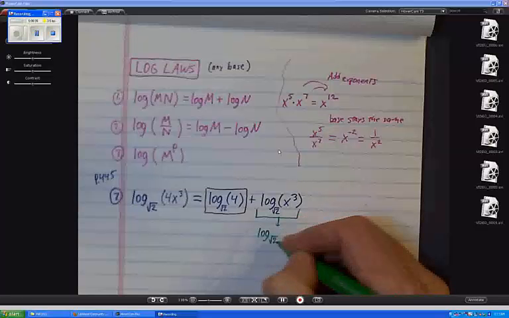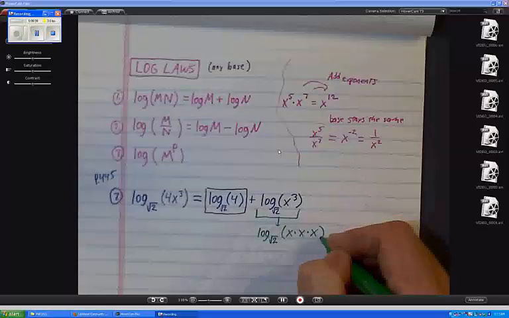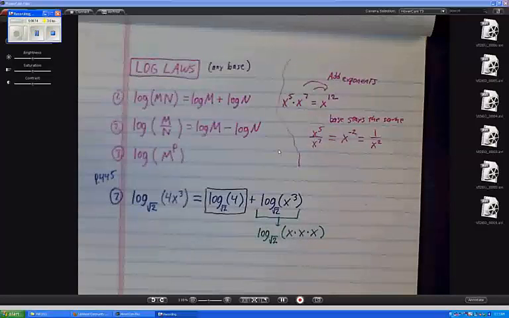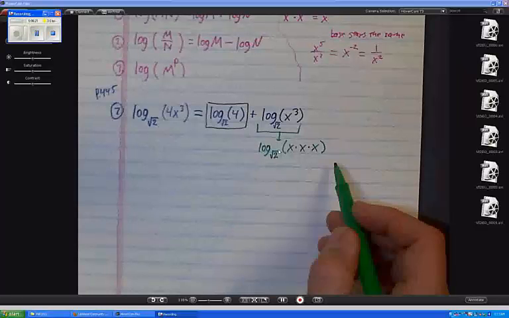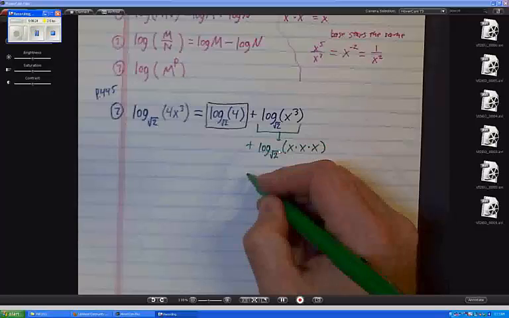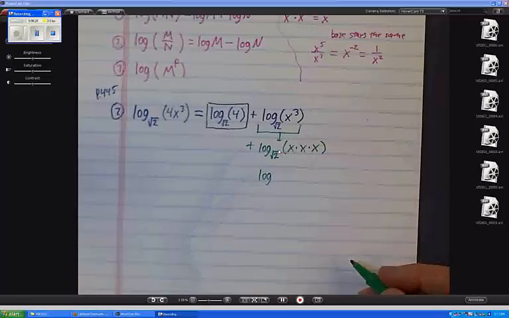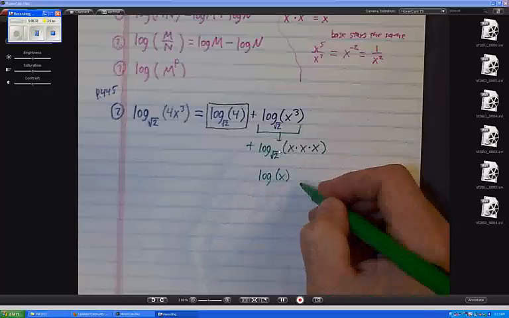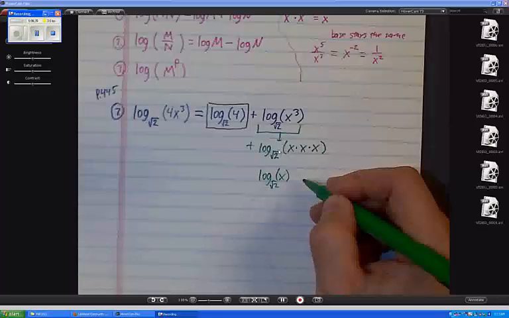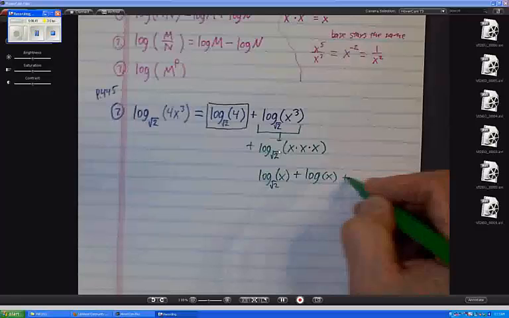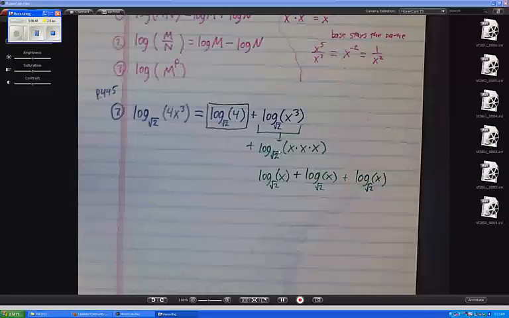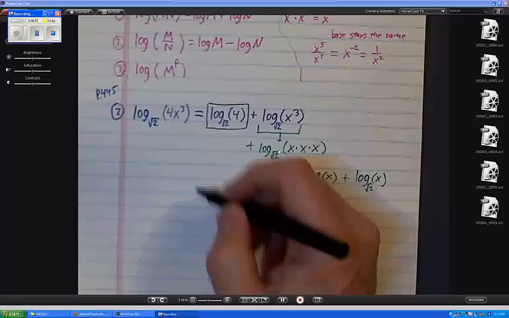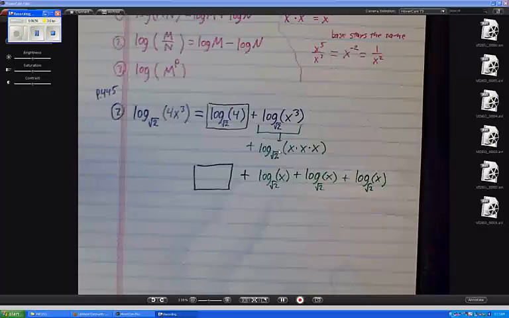Isn't this x times x times x? Right? So, if I wanted to, I could rewrite this green logarithm as what? Yep, log of x, base radical 2, of course, plus log of x plus log of x. The log law says if you have a product, you could do this. Okay? So I have to figure out whatever this rectangle is, and then add it to what? Well, it's all those greens, right?